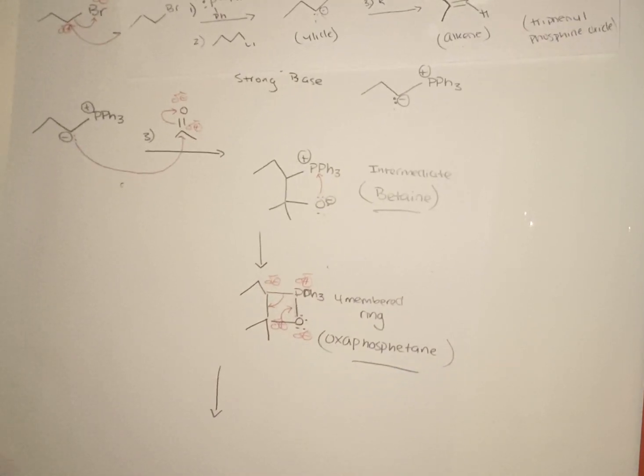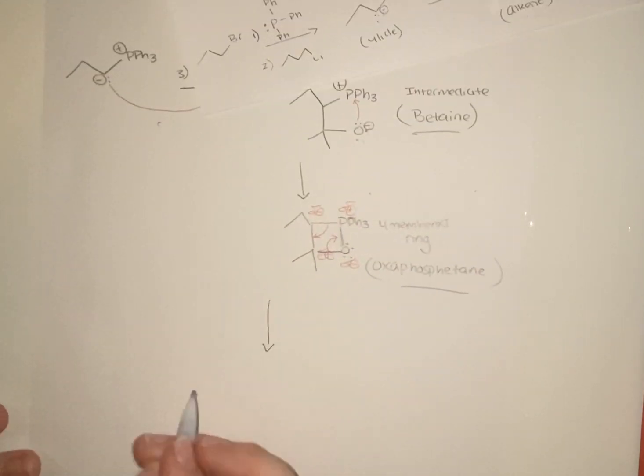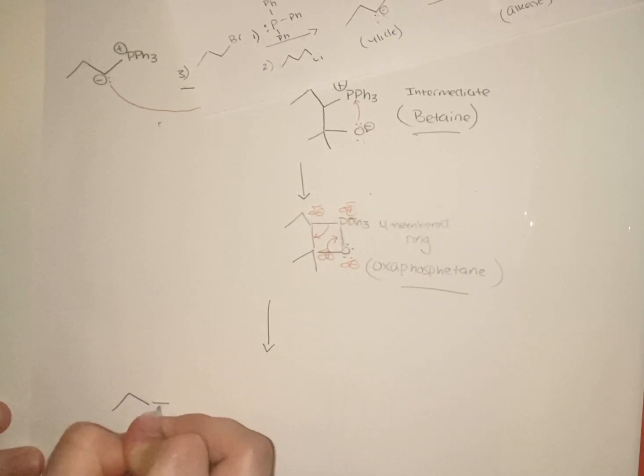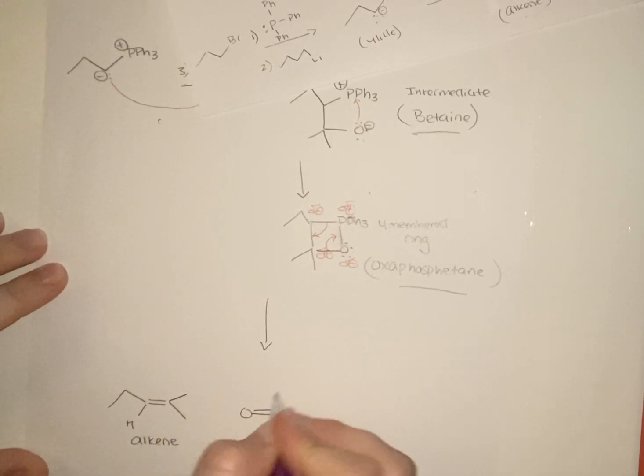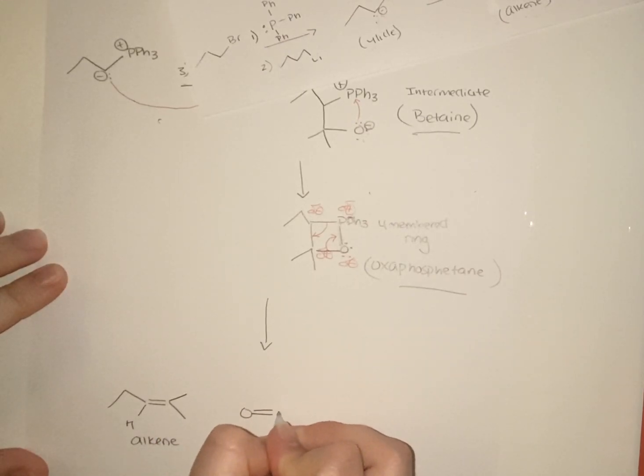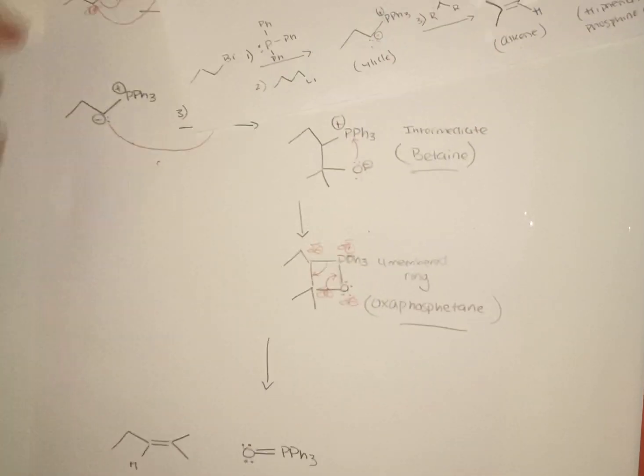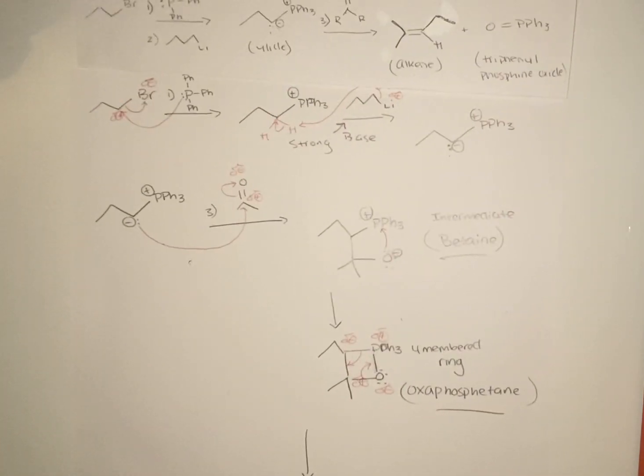So from that, you will receive your final products, which is an alkene, along with the triphenylphosphine oxide, and those will have neutral charges. And those will be your products from the Wittig reaction.